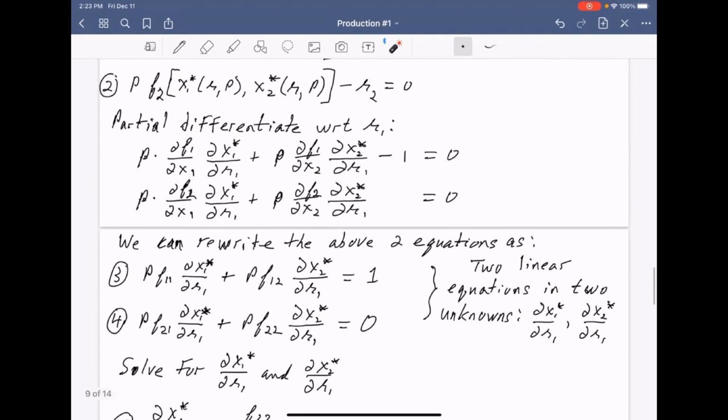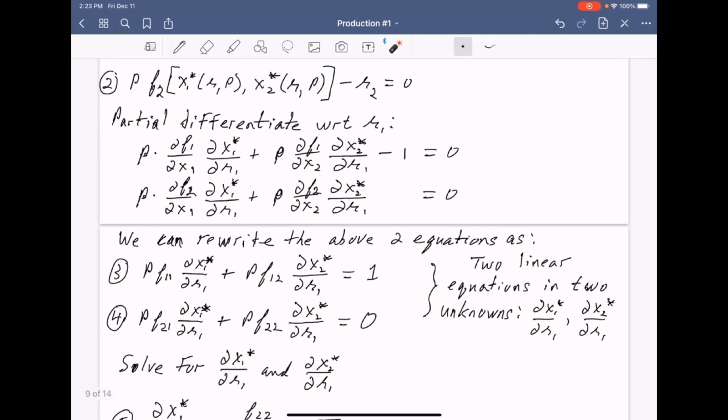Now we can rewrite these equations a bit simpler as P F11, where the partial of the marginal product of 1 with respect to x1 is denoted by F11, and the partial of the marginal product of 1 with respect to, pardon me, not R2 but x2, is given by F12. So this is the partial of the marginal product of 1 with respect to x2. So we can write those two equations like this.